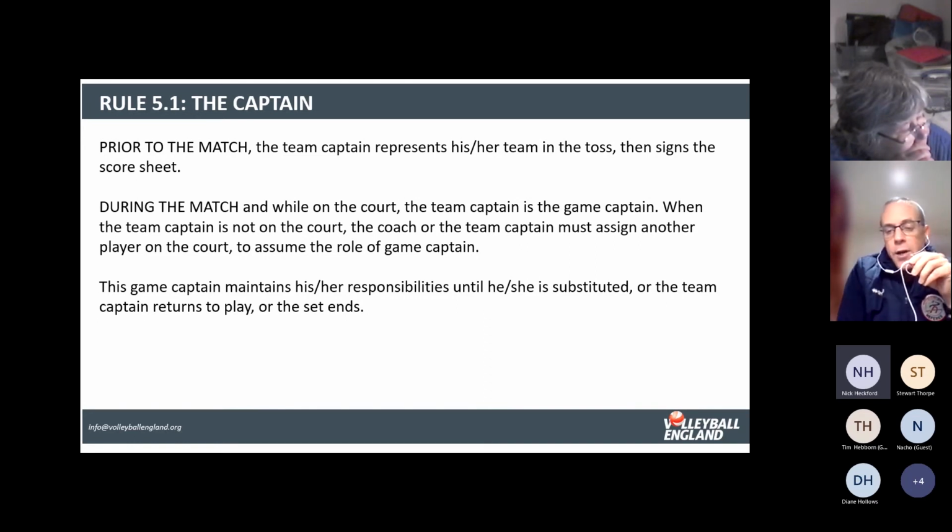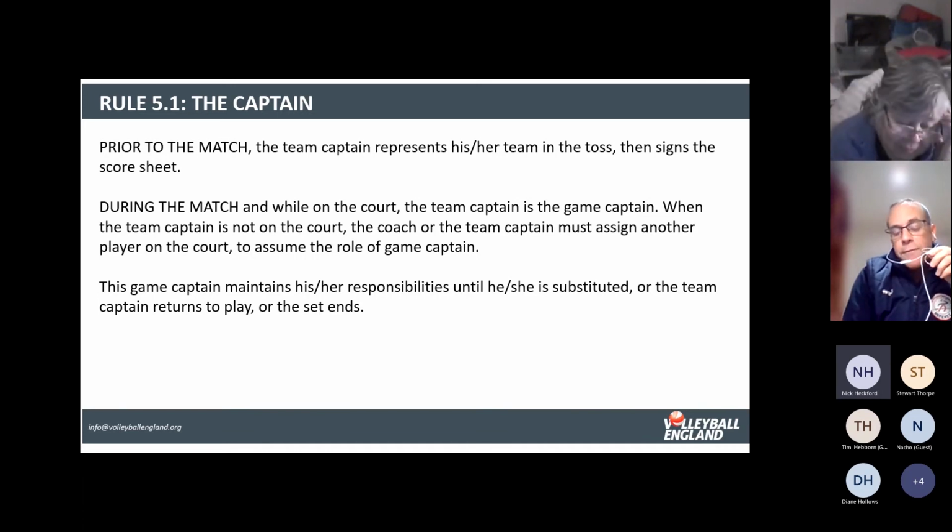So in the scenario where the team captain is not on the court and the coach identifies, say, the setter as the game captain, and then at some point the setter is substituted, and the coach identifies another player as the game captain. If that player is still on the court when the setter returns, the setter does not assume the game captain responsibilities back, because they're now on the court. The game captain, once identified, stays the game captain as long as the team captain is not on the court.